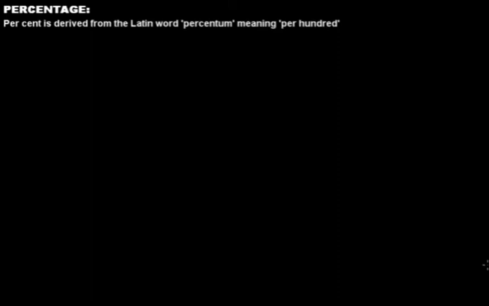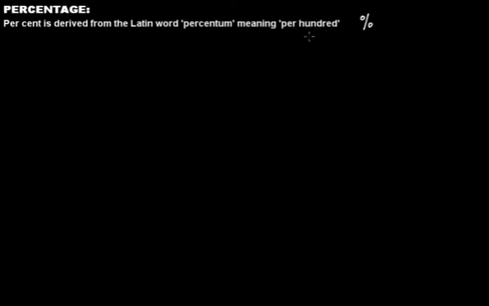This video tutorial is on percentage. The definition of percentage is: percent is derived from the Latin word percentum, meaning per hundred. And the symbol used to represent percentage is this symbol. Now, the definition says percent is derived from the Latin word percentum, meaning per hundred, right?